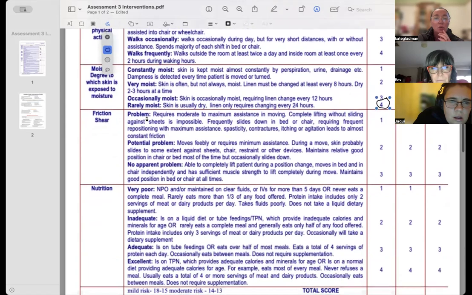And then we've got friction or shear. Problem requires moderate to maximum assistance in moving. Complete lifting without sliding against sheets is impossible. Frequently slides down in the bed or the chair. Potential problem, moves freely or requires minimal assistance. During a move, skin probably slides to some extent against the sheets, chair, restraints or other devices.